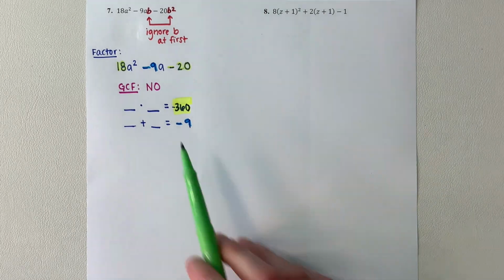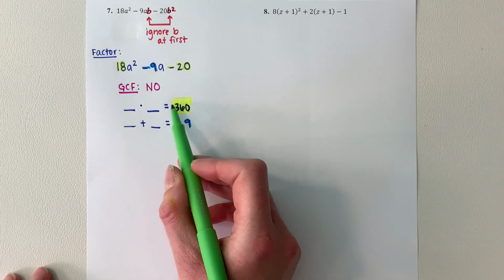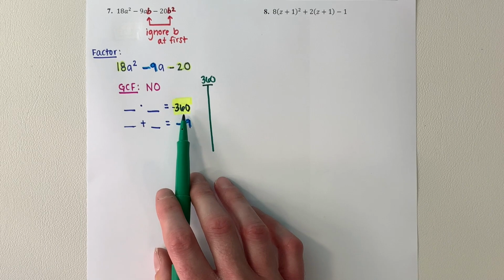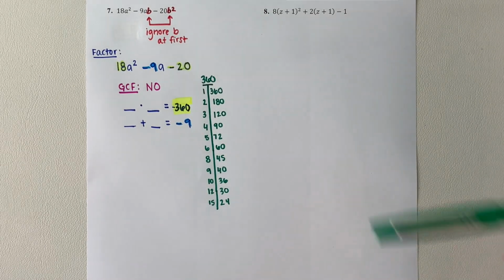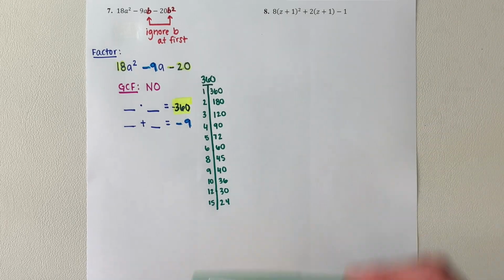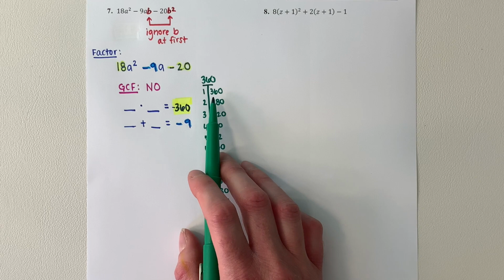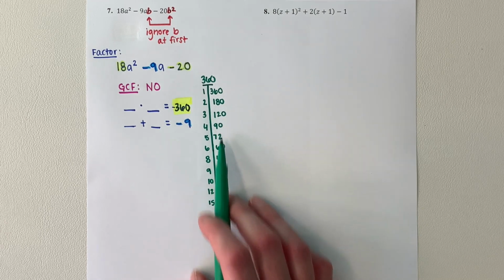Now this is a pretty big number here, so if you're having any trouble coming up with the answer, I recommend that you list all of the factors of 360. And even though this is negative 360, we're going to list the factors of positive 360. These are all of the numbers that multiply to give us 360. For example, 1 times 360 gives us 360, 2 times 180 equals 360, etc.